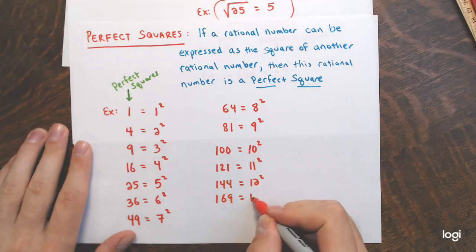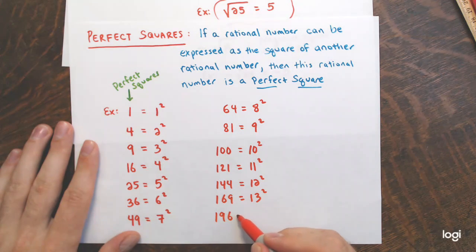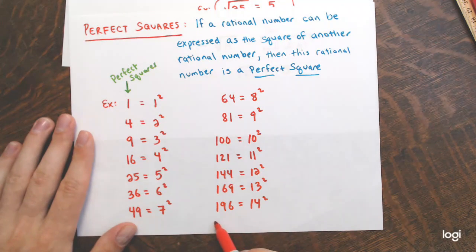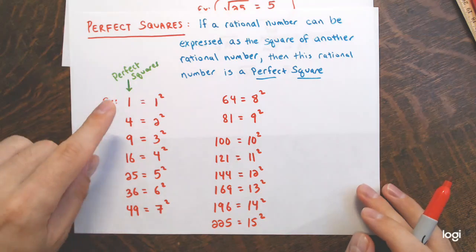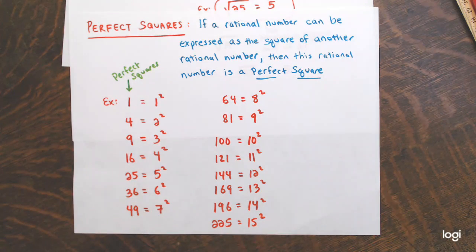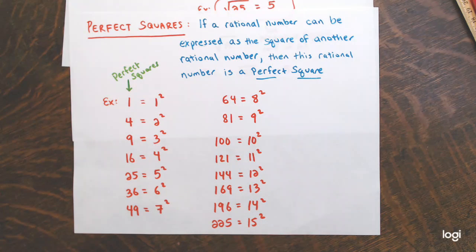169 is 13 squared or negative 13 squared. 196 is 14 squared or negative 14 squared. And 225 is 15 or negative 15 to the second power. And I would recommend that you learn the first 15 whole numbers squared, the first 15 positive integer squares, 1 squared up to 15 squared. I recommend you memorize these. It would make things a lot easier for you.